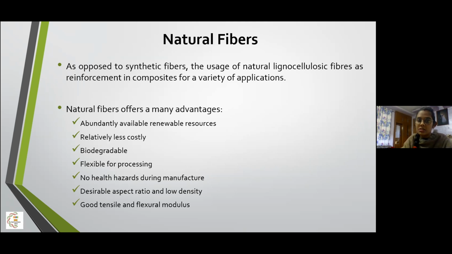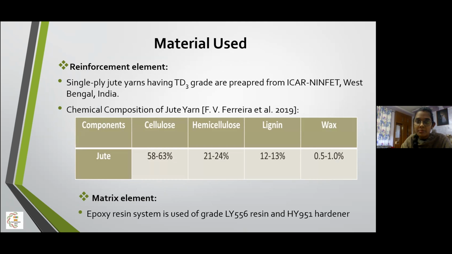As a reinforcement material, as opposed to synthetic fibers such as glass fiber and carbon fiber, natural lignocellulosic fibers are expanding in today's scenario due to various advantages such as low cost, easy availability, biodegradability, and flexibility for processing. Besides these advantages, natural fibers also offer many technical advantages such as good tensile and flexural modulus, and also a desirable aspect ratio. In this work, I am using a single ply jute yarn of TD3 grade as the reinforcement material, having 58 to 63% cellulose component, and for the matrix, an epoxy resin system is used.